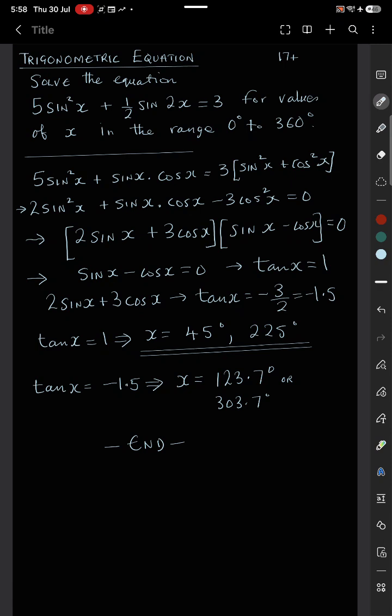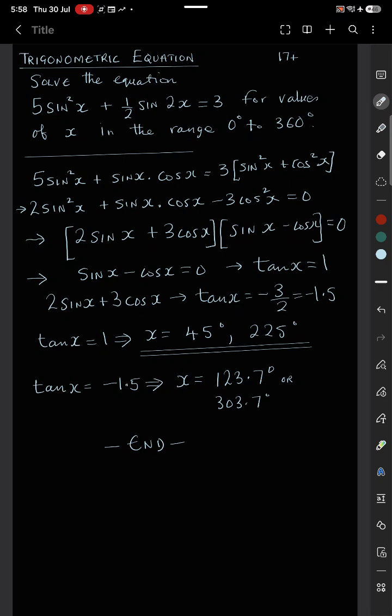Then, rearranging that, getting everything over to one side so that the right-hand side is 0, we get 2 sine squared x plus sine x cos x minus 3 cos squared x equals 0, which factorizes quite tidily as follows: in one bracket we have 2 sine x plus 3 cos x, and in the other bracket we have sine x minus cos x, and that's got to equal 0. So either the first bracket is 0 or the second bracket is 0.